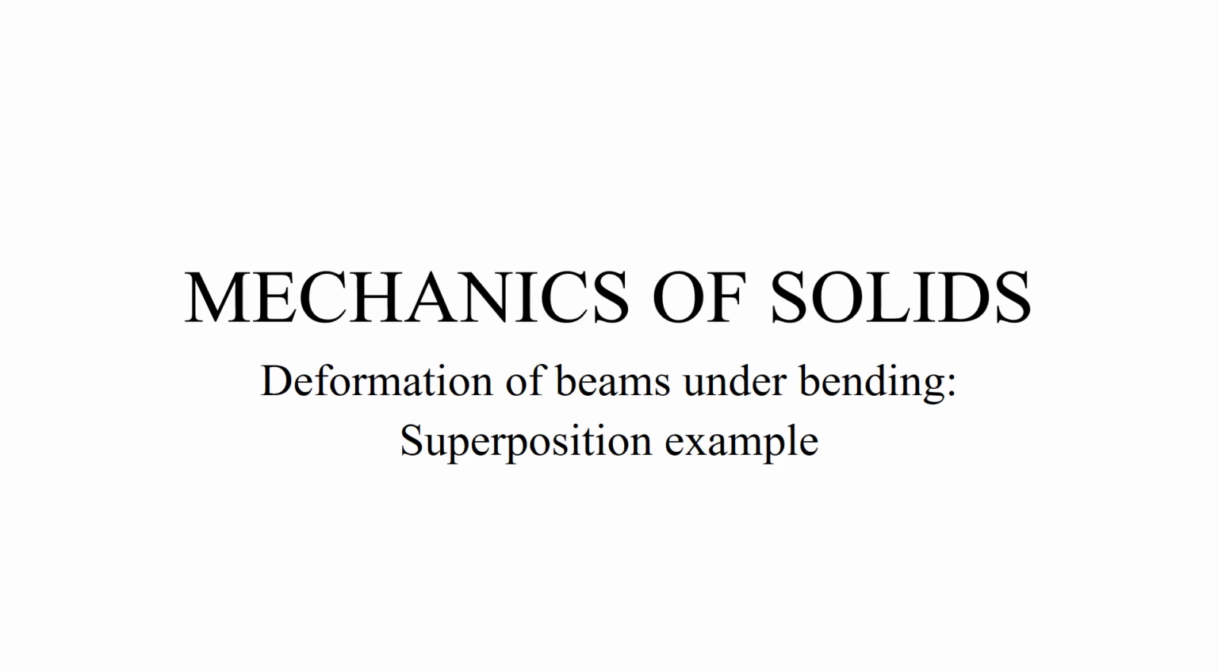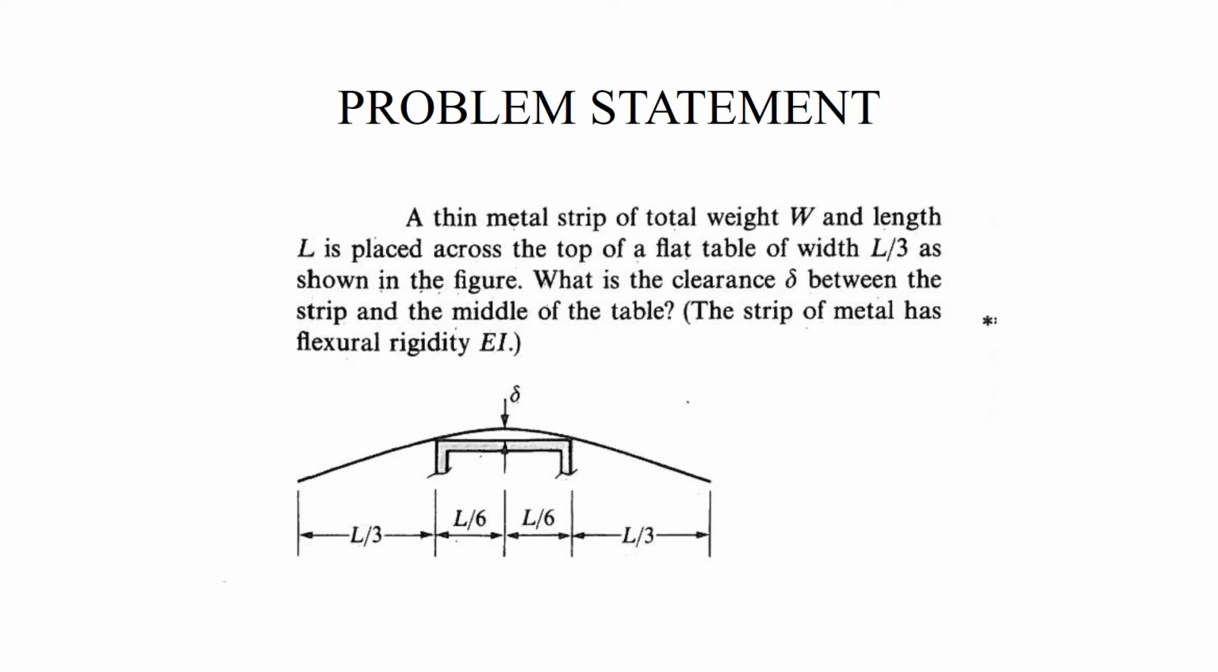With this example, we pursue the notion that superposition tables for simply supported and cantilever beams can be exploited for solving more complicated structures. To this end, we consider a beam that rests on a table. The beam length is L, and the length of the table is L over 3. The beam is placed symmetrically, so it bends as shown, and the bending is due to its own weight.